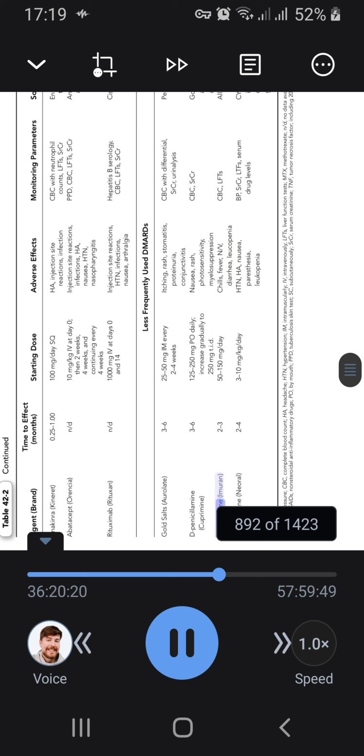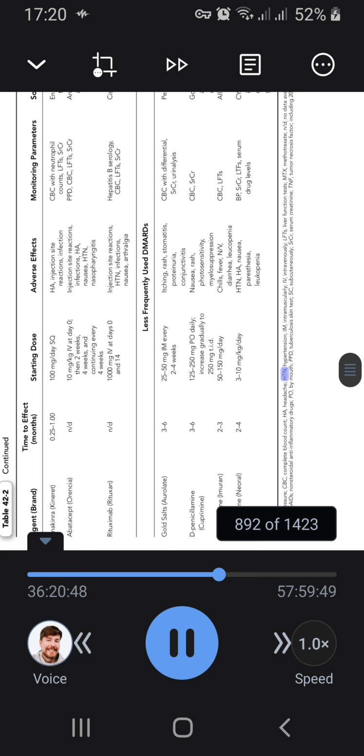Azathioprine, Imuran, 2 to 3 months, 50 to 150 mg per day; chills, fever, nausea, diarrhea, leukopenia; CBC, LFTs; allopurinol. Cyclosporine, Neoral, 2 to 4 months, 2.5 to 4 mg/kg, HTN, HA, nausea, paresthesia; BP, SCr, LFTs, serum drug levels; CYP450 3A4 inhibitors, MTX, digoxin, allopurinol, glucocorticoids.